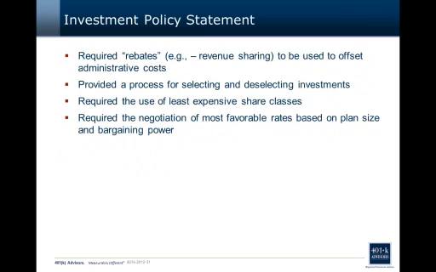Okay, the investment policy statement had written language in it that required the rebates, i.e. the revenue sharing, to be used to offset administrative costs. It also had a very strict process for selecting and deselecting investments. It also required the use of least expensive share classes and required the negotiation of the most favorable rates based on plan size and bargaining power. So these were hardwired into the investment policy statement.